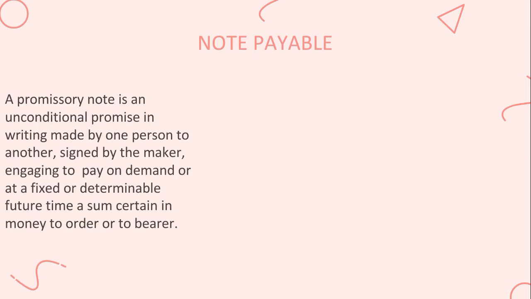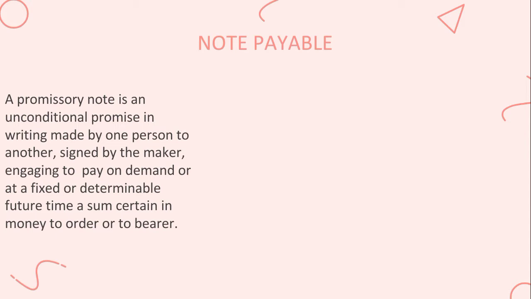Okay, so now let's move on to the definition of note payable. How do we define note payable? As I said earlier, a note payable is represented by a promissory note. So what is a promissory note? A promissory note is an unconditional promise in writing made by one person to another, signed by the maker.